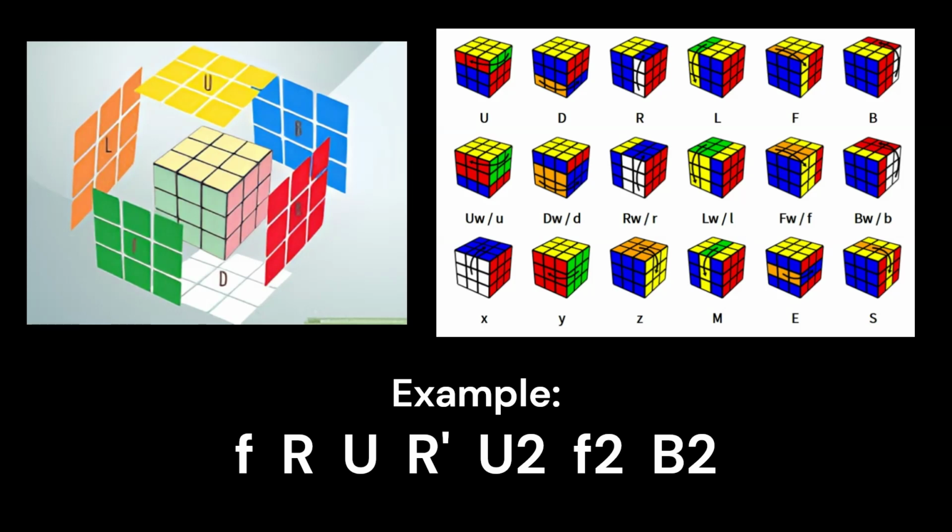A letter without an apostrophe means that the face is turned clockwise, as if you're directly facing the side. A letter with an apostrophe indicates that the face is turned counterclockwise.